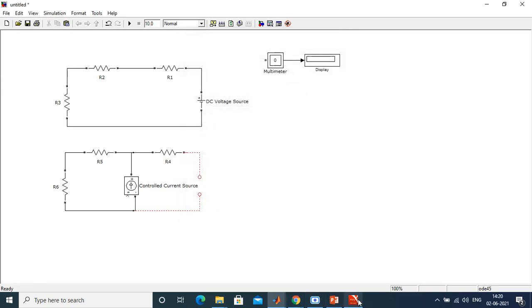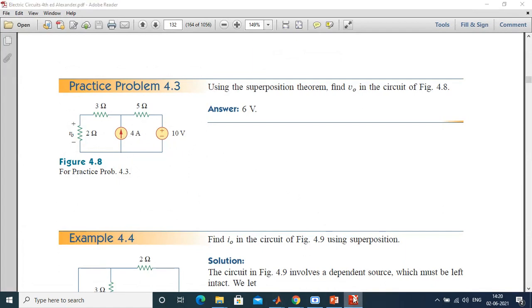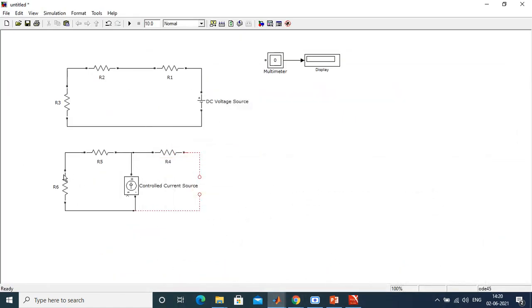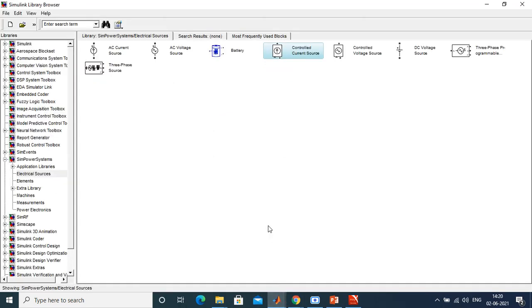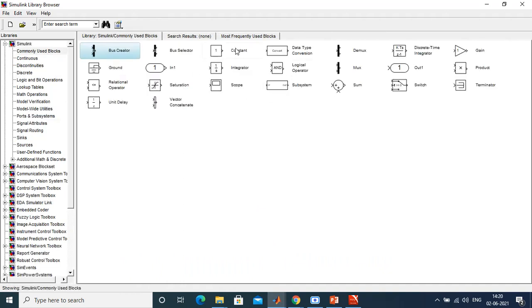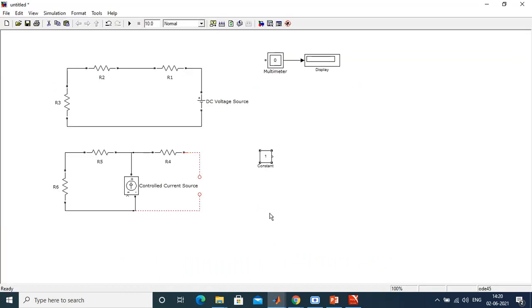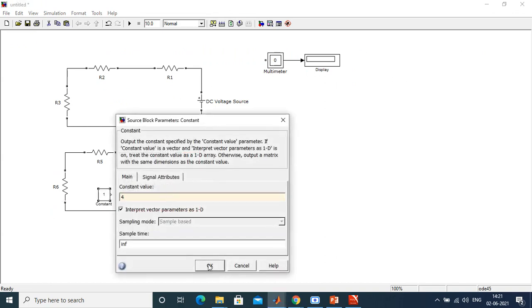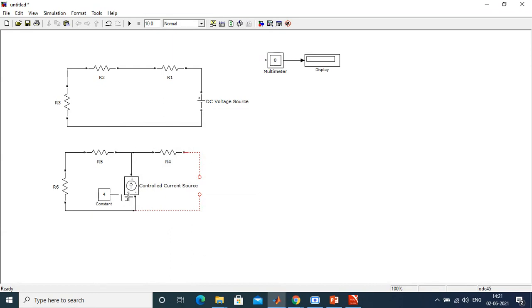But here what is the current source value? 4 amperes. So I need to send that 4 amperes as a constant value externally. So take the constant value, okay, double click on it, 4, okay, that 4 I have given. And what happened to your voltage source? It will become short circuited. Clear? So this is about this.